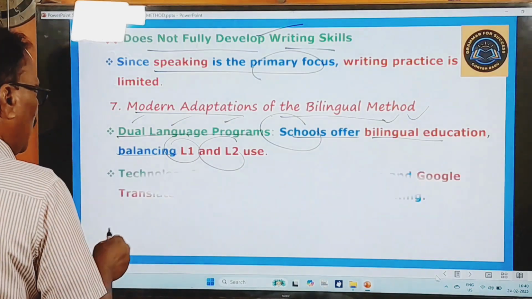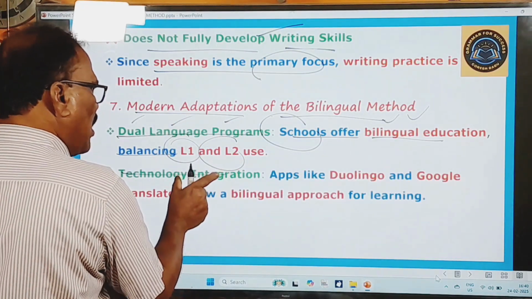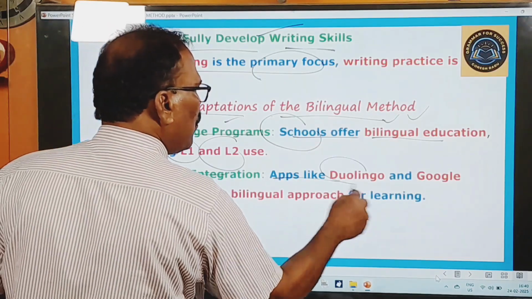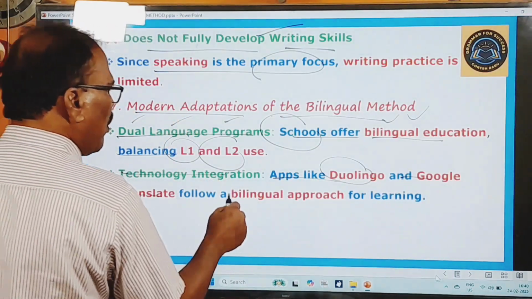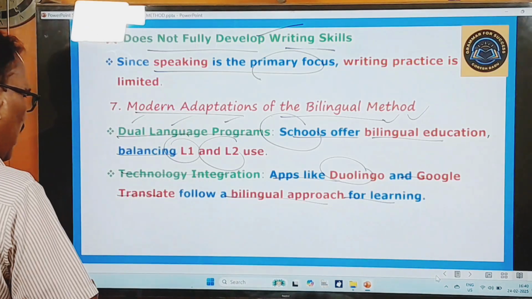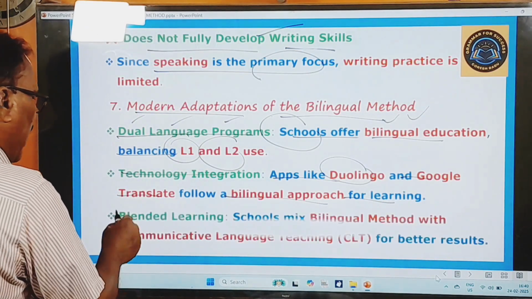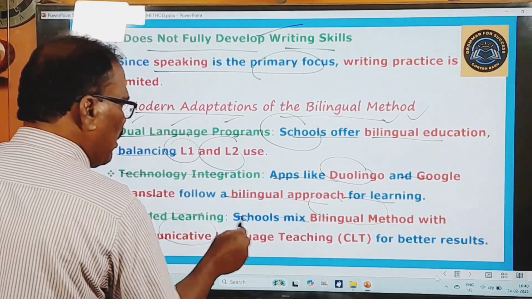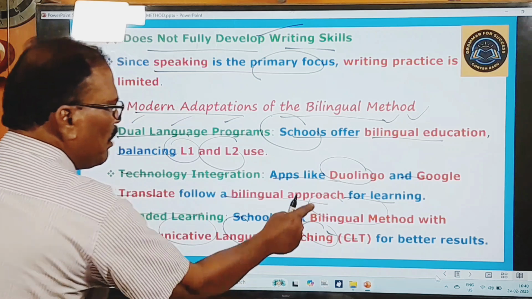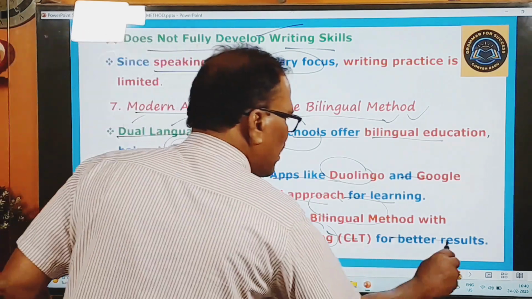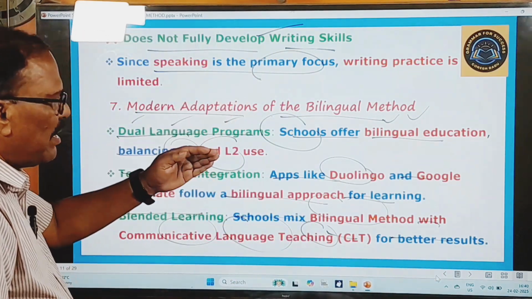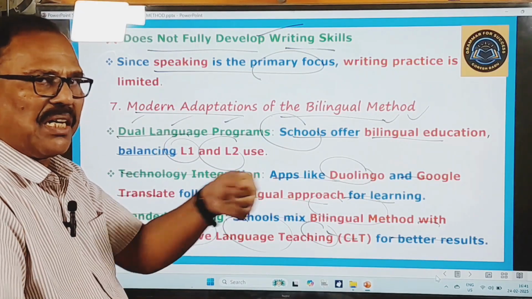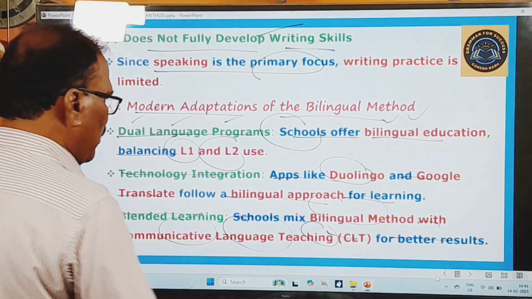So dual language programs have adopted the bilingual method features. Okay, and you go to the next one, technology integration. This also adopted some of the features of the bilingual method. Apps like Duolingo and Google Translate follow a bilingual approach for learning. And the next one, blended learning. Schools mix the bilingual method with communicative language teaching, CLT. These two methods are mixed together for better results. In this way, the bilingual method is being made use of by other methods also for their existence and continuation. And now you move on to other things.